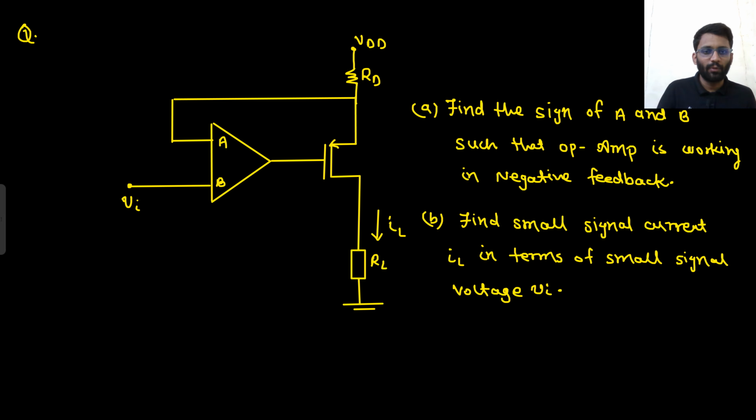This is the question. You have to find the sign of A and B such that your op-amp is working in negative feedback. So this is the first question. What do you think? What will be the sign of A and B? A would be positive or negative, or B would be positive or negative.